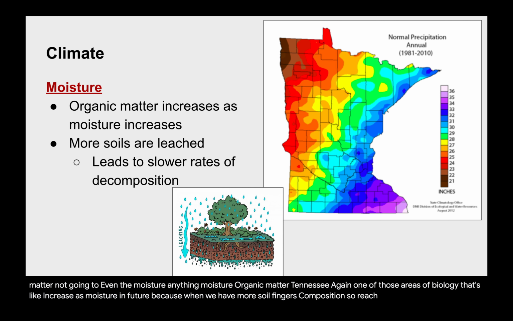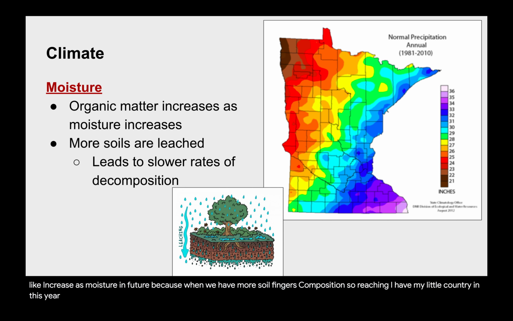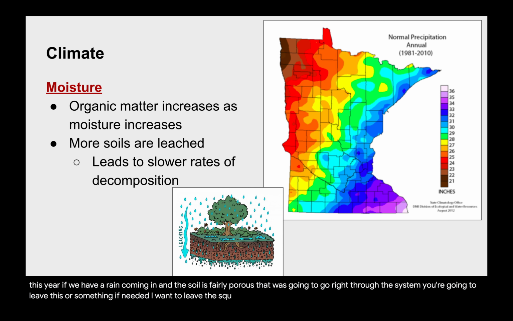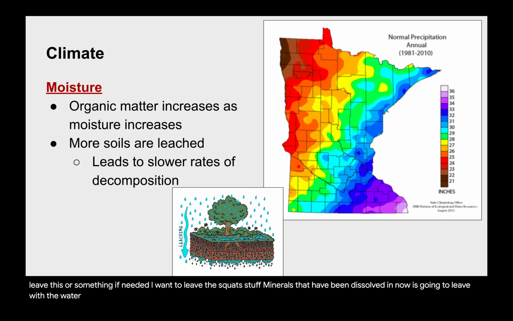So leaching, I have my little cartoon image here. If we have a rain coming in, and the soil is fairly porous, that water is just going to go right through the system. It's going to leave the system, and when it leaves, it's actually going to take a lot of stuff with it. All the nutrients and minerals that have been dissolved in that water are going to leave with the water when it's leached out. And because all those nutrients are being leached out, we tend to get this buildup of the organic matter because it's not decomposing as fast. It's a little bit more of a complicated one to understand.